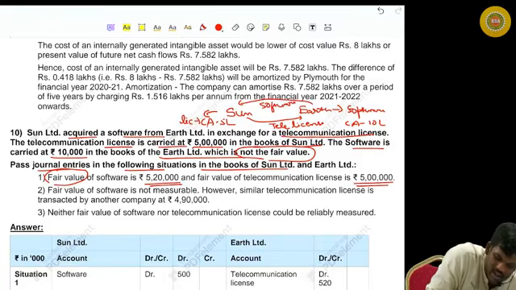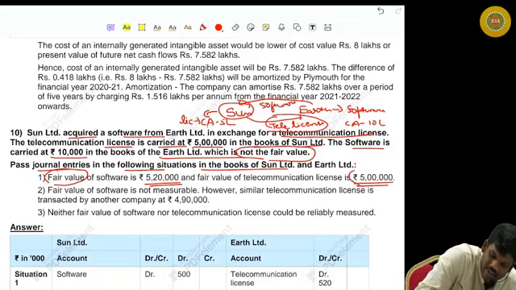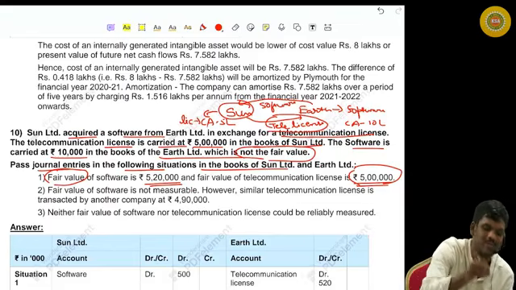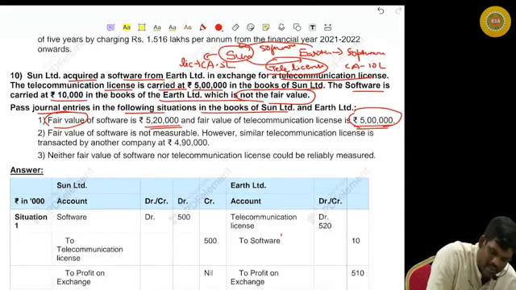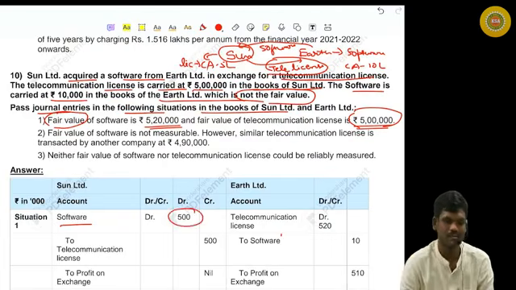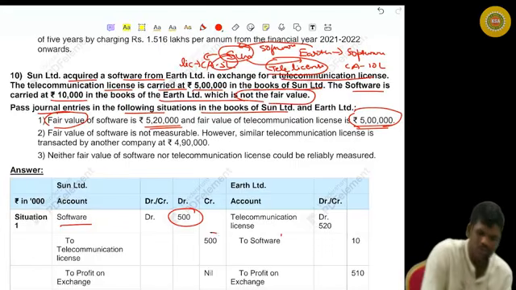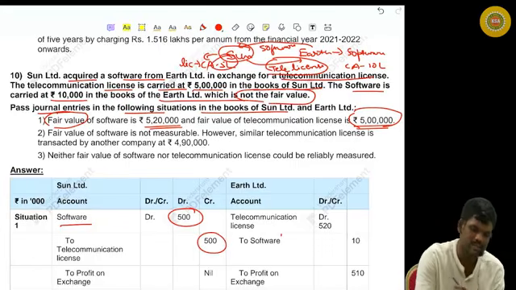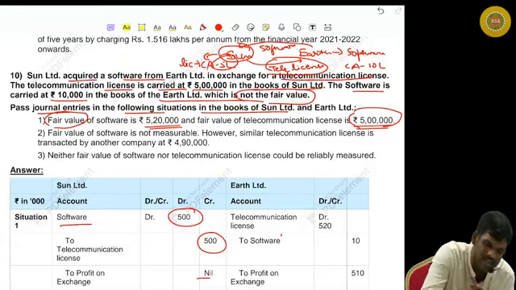What did Sun Limited sacrifice? It sacrificed the telecommunication license. So what is the fair value of that? 5 lakhs. So that should be used by Sun Limited. Look at the Sun Limited journal entry: software account debit, how much have they used? 5 lakhs. To telecommunication license, what is the carrying amount in their books? The same 5 lakhs. So to telecommunication license 5 lakhs, there is no profit or loss. Sir, now what will Earth do, sir? Earth has given up which asset? Software.